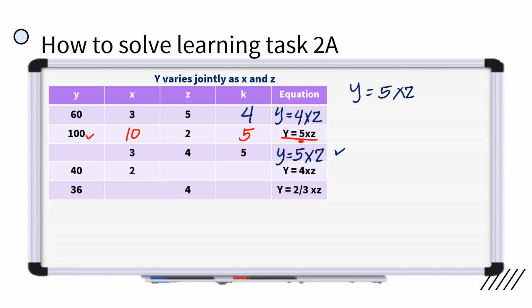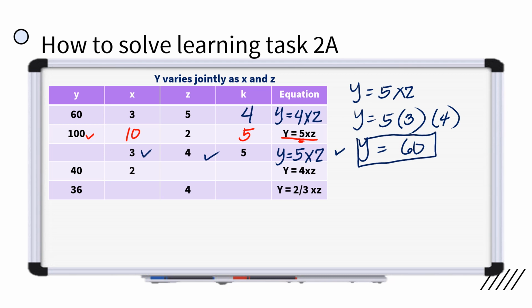Then, we simply fill in kung ano yung given natin. So, we have the x and the z. So, nawawala si y. So, our x is 3 and our z is 4. So, 5 times 3, 15 times 4 is 60. So, the value of y is 60. Yun. Sulat natin. Now, we're done with the third line.